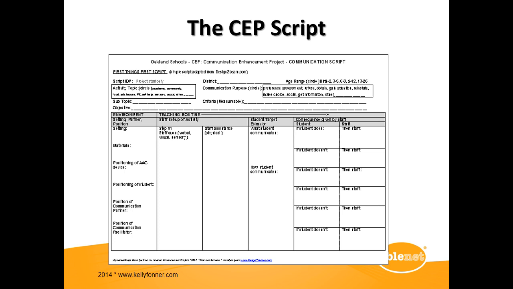But you want to look at what the setting is, what the materials are, what the positioning of the AAC system that you might be using is. We know that for many students that have physical challenges, even moving a switch from their head, a half an inch is going to be a big problem for some students. So you want to look at that kind of positioning. The positioning of yourself. Do you need to be to the side? Do you need to be in front of them? Are you using one partner that they're communicating to?